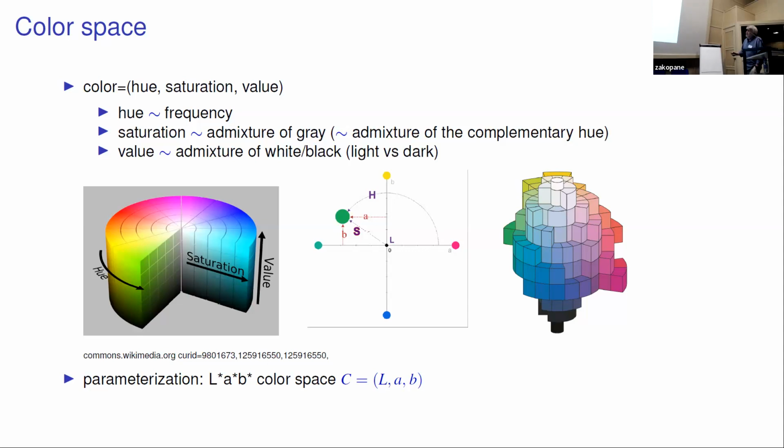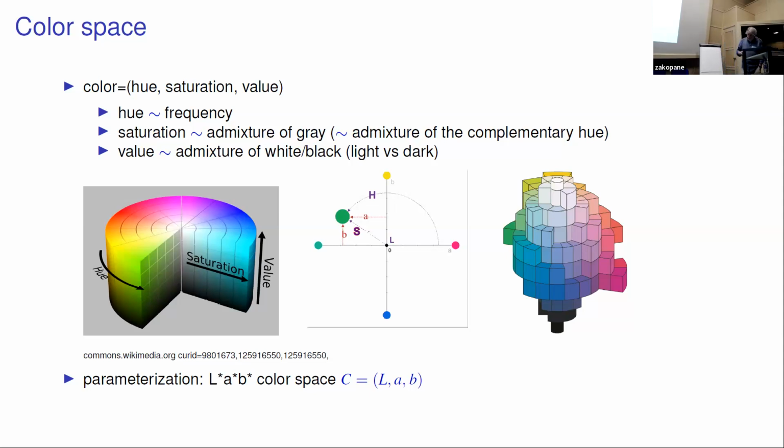Hue, for physicists, is the frequency of the electromagnetic wave. This is what we usually call color: red, blue, green. Saturation is more or less the admixture of gray, or, more exactly speaking, the proportion between this color and the complementary color on the hue wheel. Then there is value, which in physical terms can be described by luminance, a mixture of white and black, so whether it's a dark color or a light color. These are so-called shades and tints. You have dark blue here and light blue here. These are the coordinates in the LAB color space.